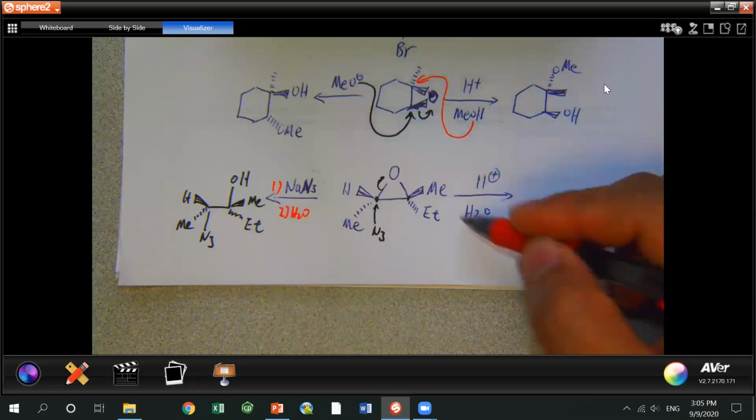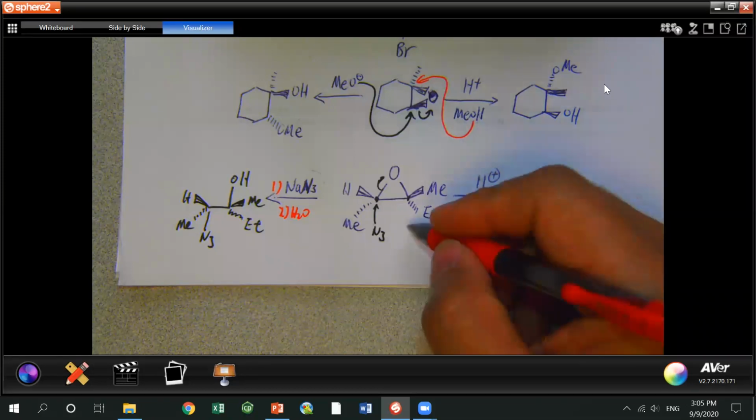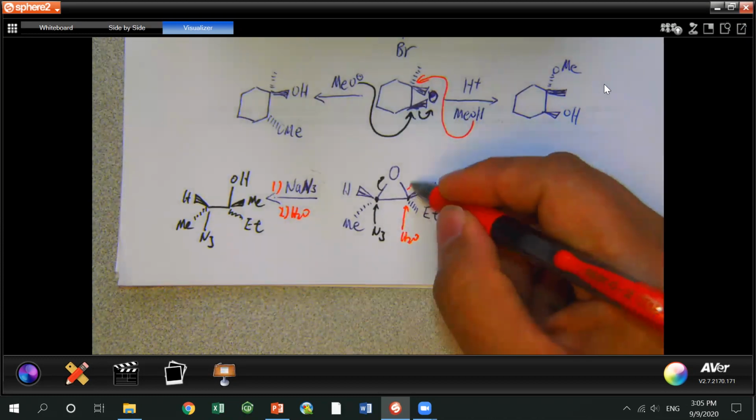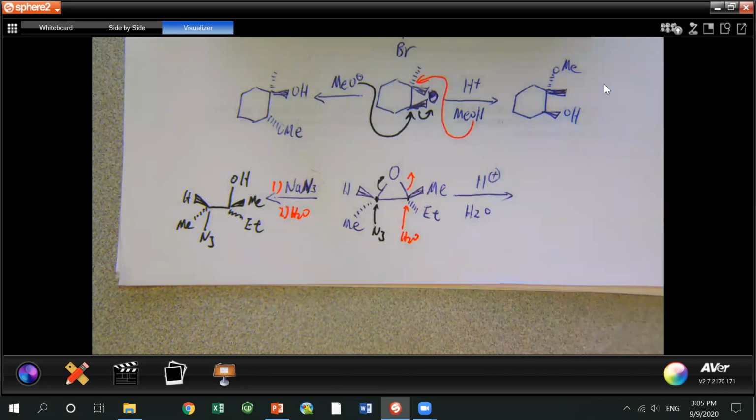For the acid conditions, the water attacks from the right carbon and opens the ring this way. In this case, the real product should look like this.